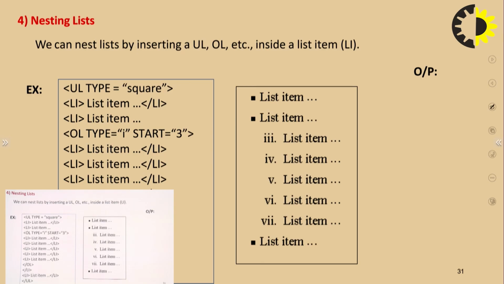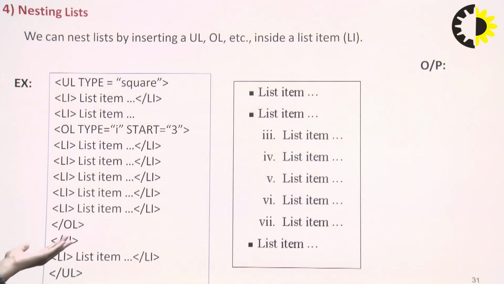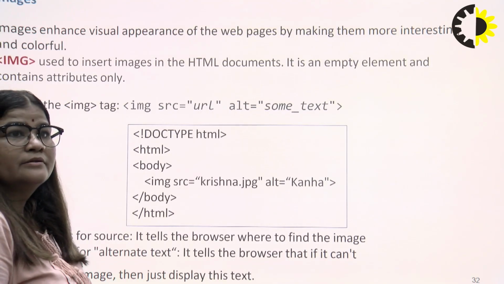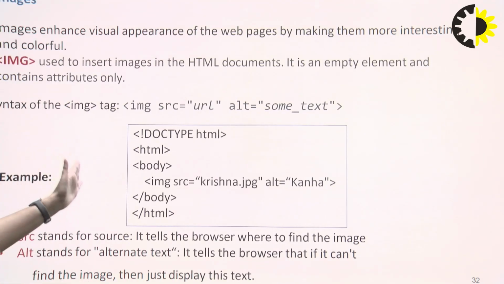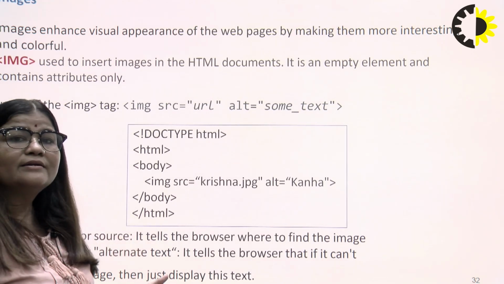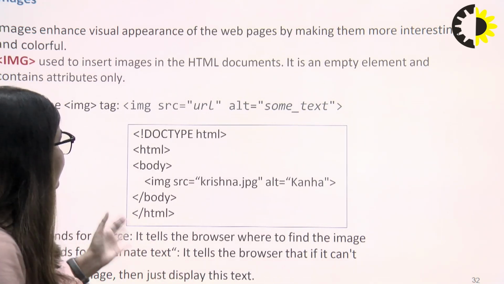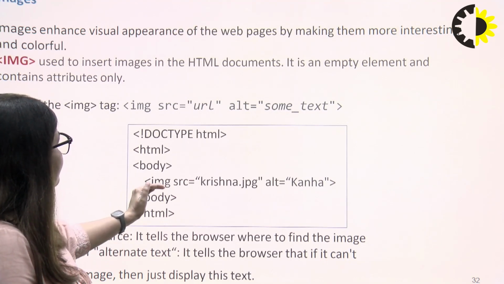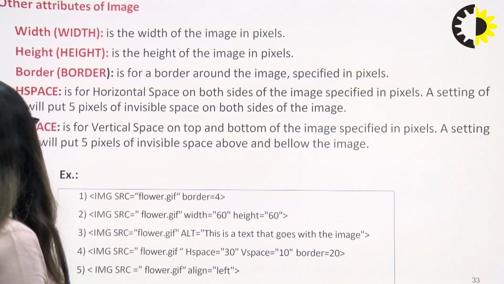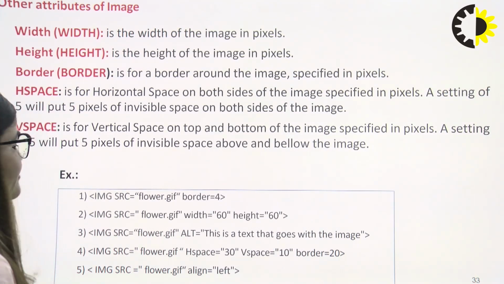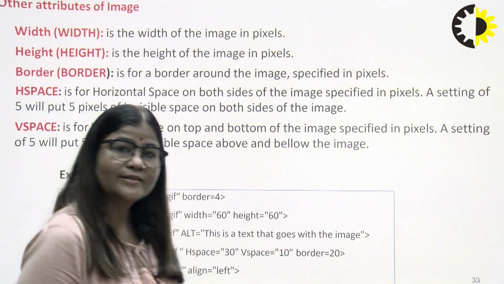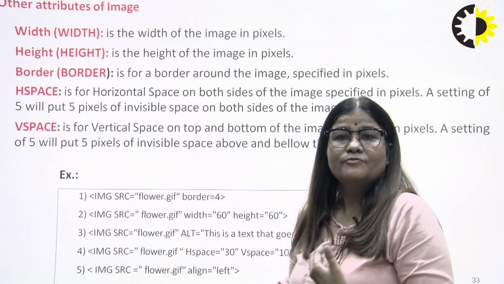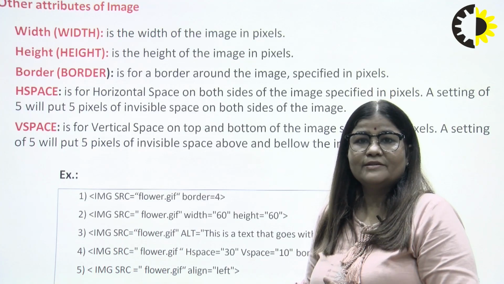The same way, we can use nested lists with ordered and unordered, and with the multiple available values. And we can set the image like how we had given the hyperlink. In the same way, we can give the width, height, and border, and we can set these also. Okay, thank you. So for today we are covering this. Thank you so much.